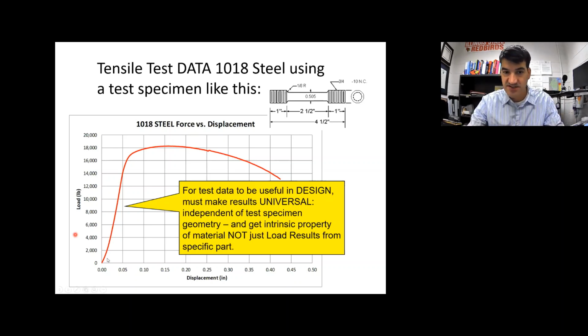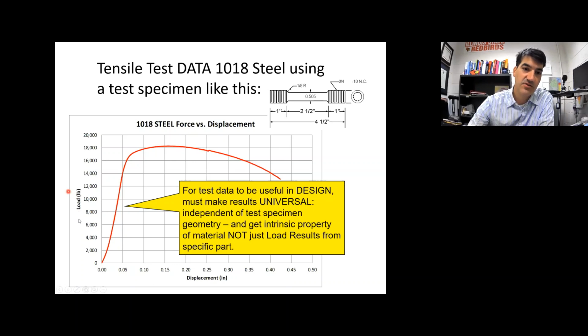So this is the data as you could plot it as it comes out of the Instron machine. This is your raw data. But the problem is that this data is extrinsic. It depends on the specific part that you're testing. And that's a problem because we might want to use a totally different shape of parts to design a beam or a chassis, structural element, something like that. So we need to get intrinsic data.